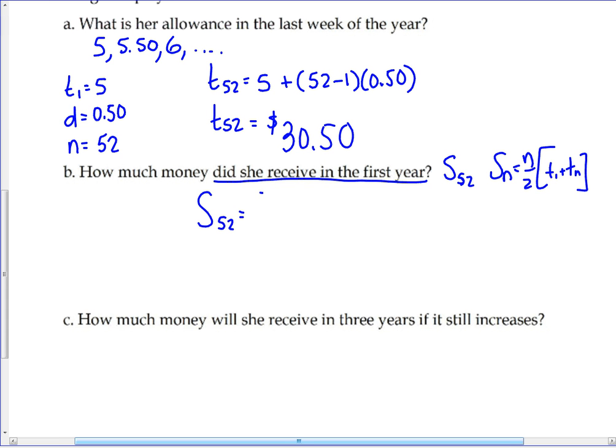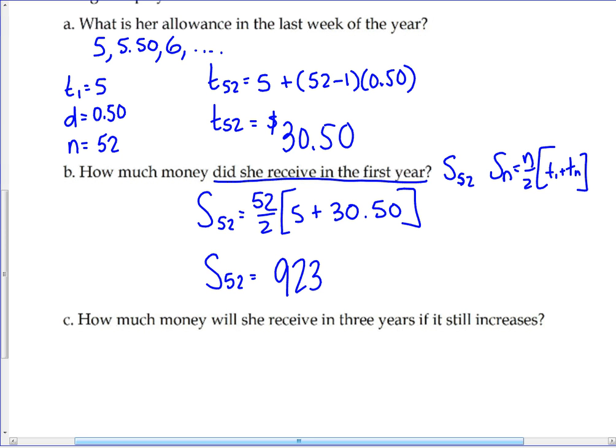Okay, so 52 over 2 times (5 plus my last term, $30.50). If you can calculate that, that'd be great. Use your calculators, punch it in. What do you get? $923? That's it? 923?